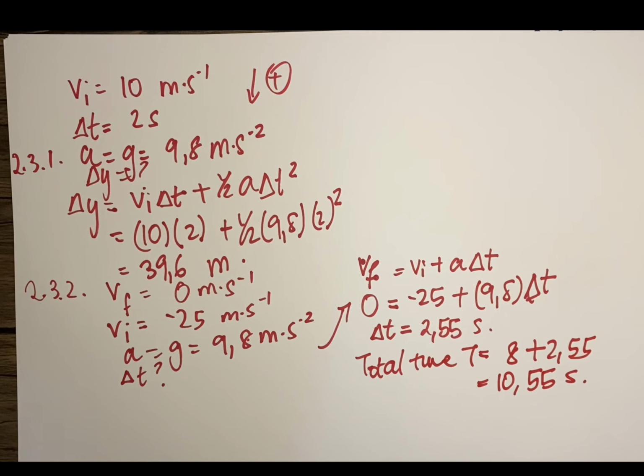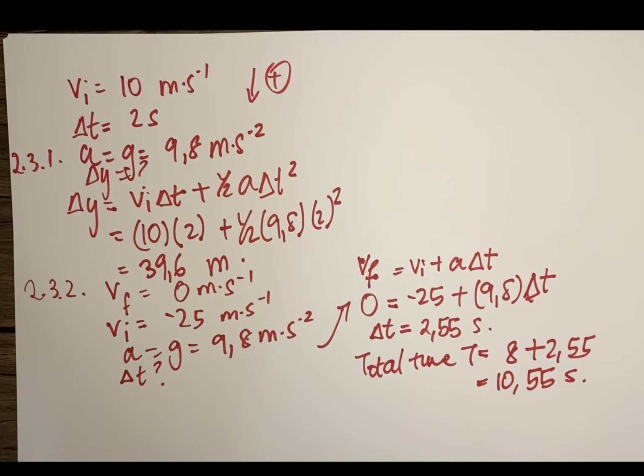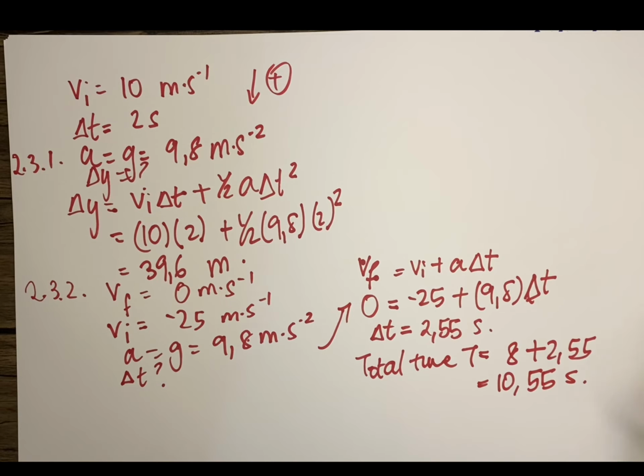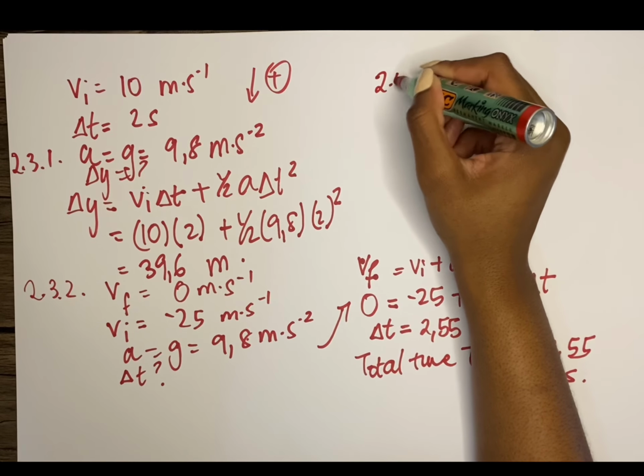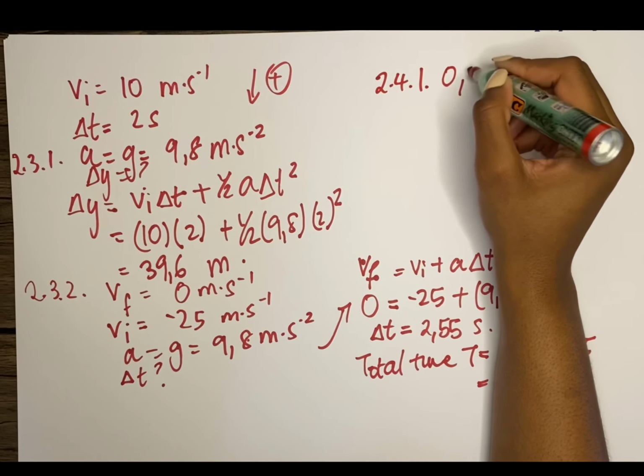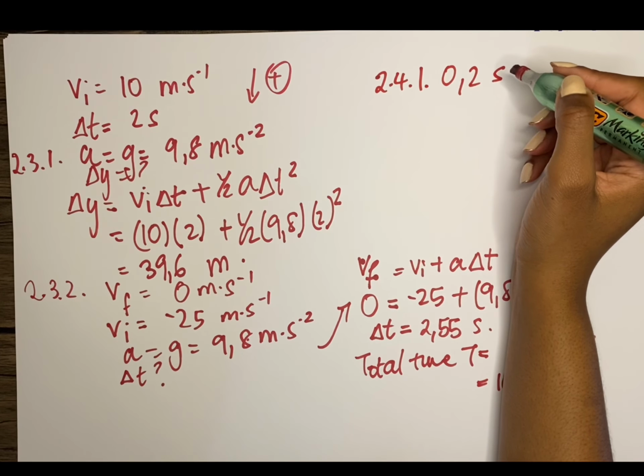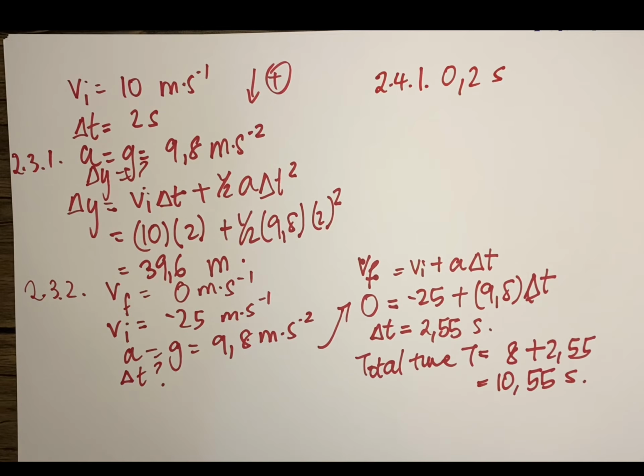Then the next question says, write down the time that the ball is in contact with the ground at the first bounce. So if you look at your graph again, you'll see that the ball is in contact with the ground between B and C, and the difference between the times there is 0.2 seconds, right?